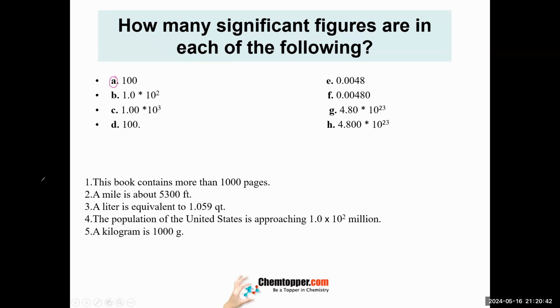Okay, let's see this A part. What are these? These are trailing zeros. So, are they counted? No. So, how many significant figures in this A part, in this number? Only one. Only this one is counted, non-zero. In the B, there is a decimal. So this trailing zero is counted. So how many significant figures? 2.